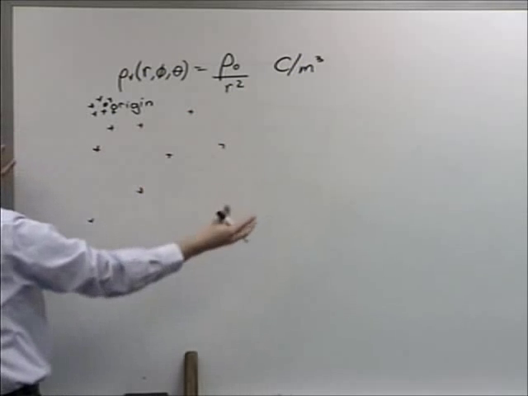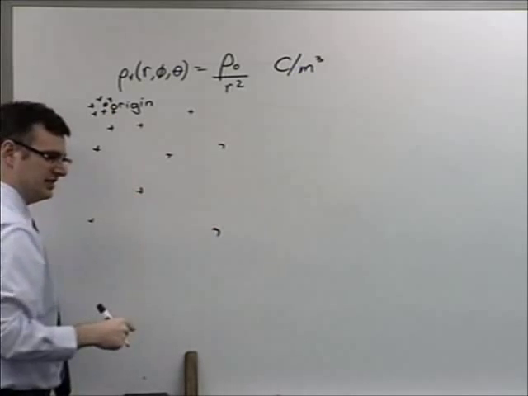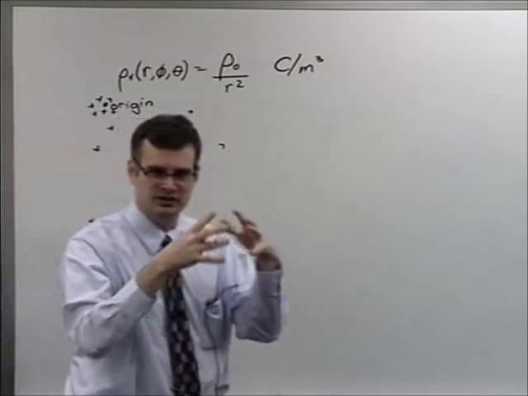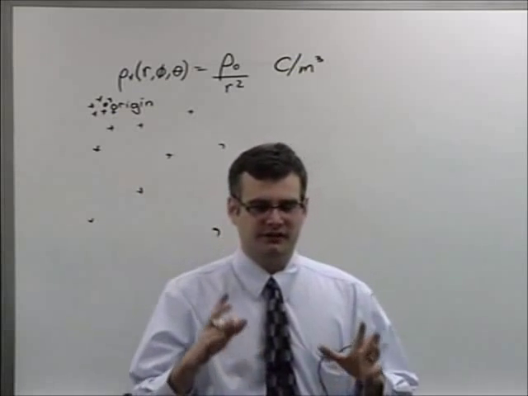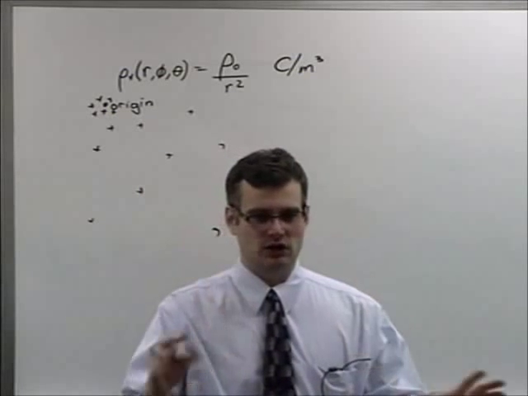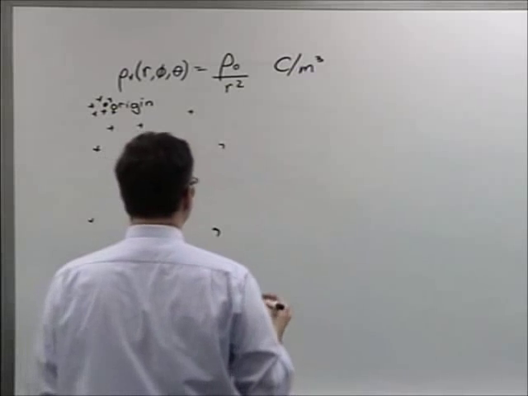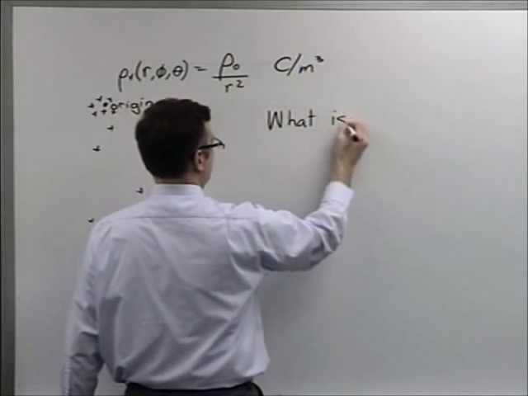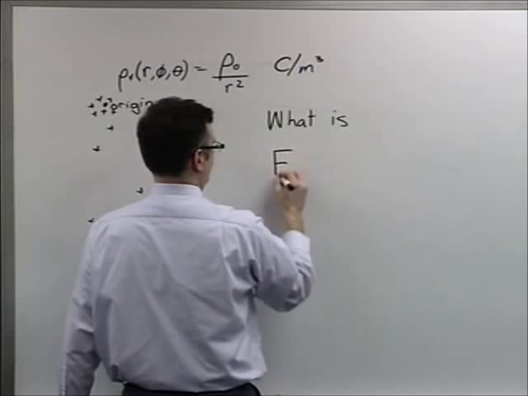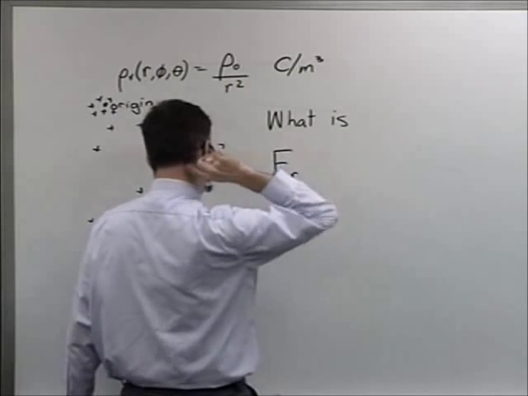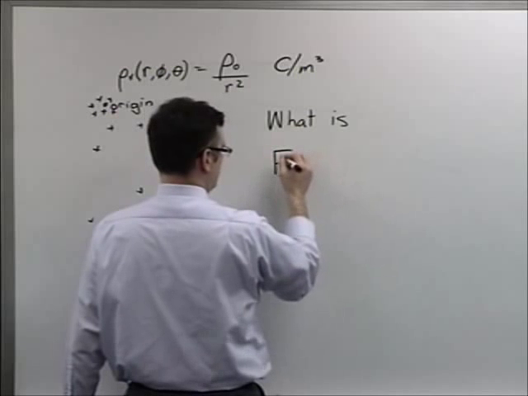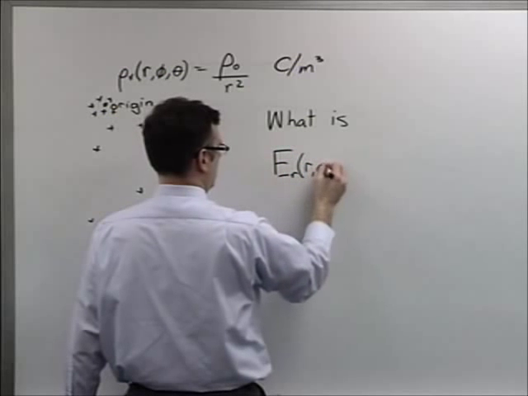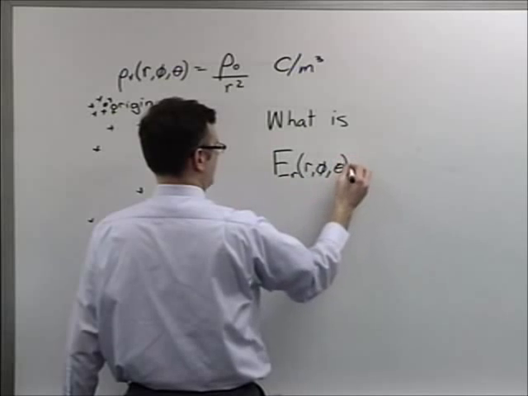I'm drawing it like it's discrete, but of course this is a continuous distribution of charge. The volume charge density falls off. And so the question now is, what is the radial component of the E field, E sub r as a function of r, phi, and theta?